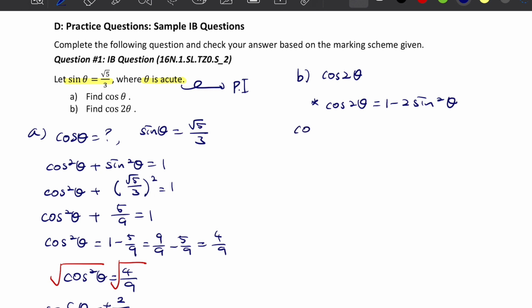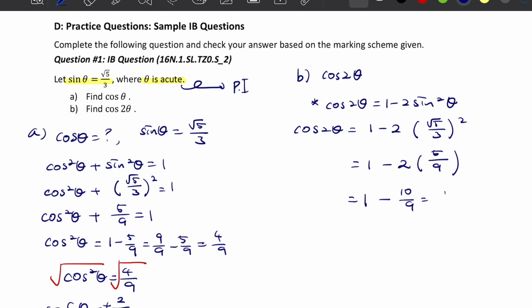Okay, so cosine 2 theta is the same as 1 minus 2 times sine theta, square root 5 over 3, squared. This is the same as 1 minus 2 times, square root 5 squared is 5 and 3 squared is 9. So we get 1 minus 10 over 9, which is the same as 9 over 9 minus 10 over 9. So our cosine 2 theta value is minus 1 over 9. And that's the final answer.